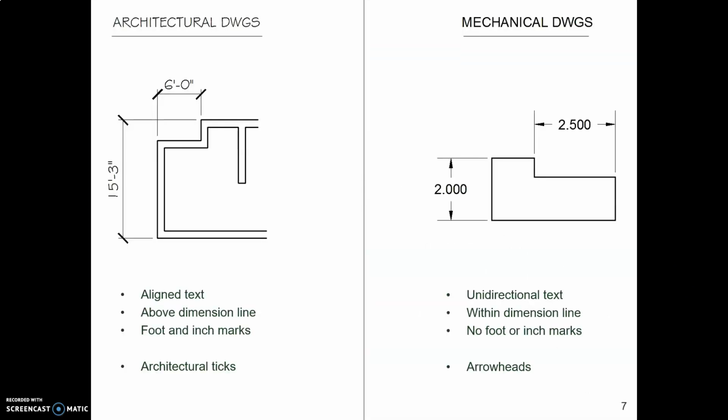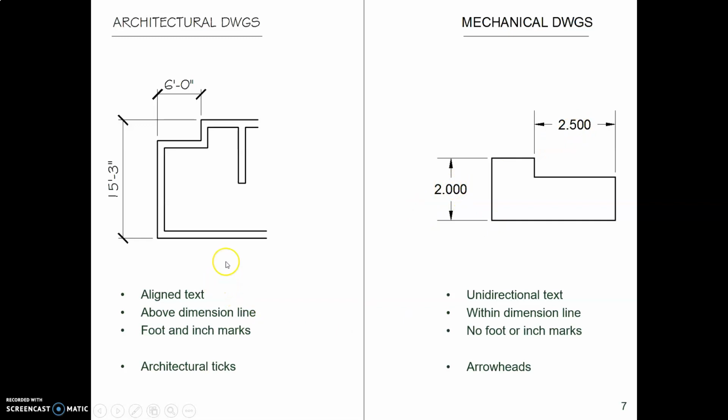I put together two simple excerpts from drawings here so that you could compare the standard for architectural drawings on the left with the standard for mechanical drawings on the right. So on the left, you notice in the architectural dimension, we have the text that is aligned. In a mechanical drawing, all the text is horizontal. In the architectural drawing, the text is above the dimension line. In a mechanical drawing, it's set into a space in the dimension line.